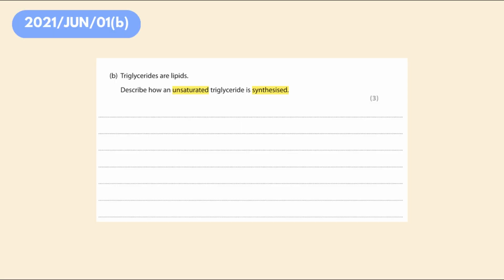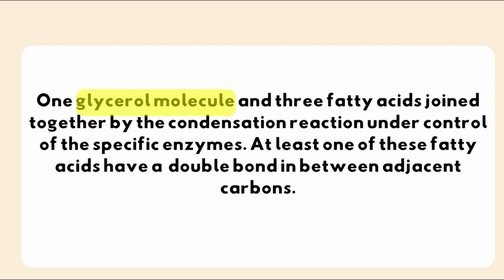And the next question is coming from the June 2021 paper. They ask how an unsaturated triglyceride is synthesized. You have to focus on two words, unsaturated and synthesized. Triglycerides are formed from one glycerol and three fatty acids by a condensation reaction. Since the question says synthesized, mention that the body makes it using specific enzymes. And because it's unsaturated, at least one fatty acid has one or more double bonds.